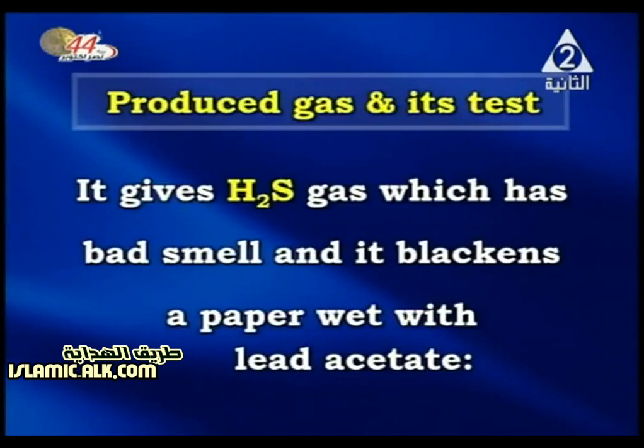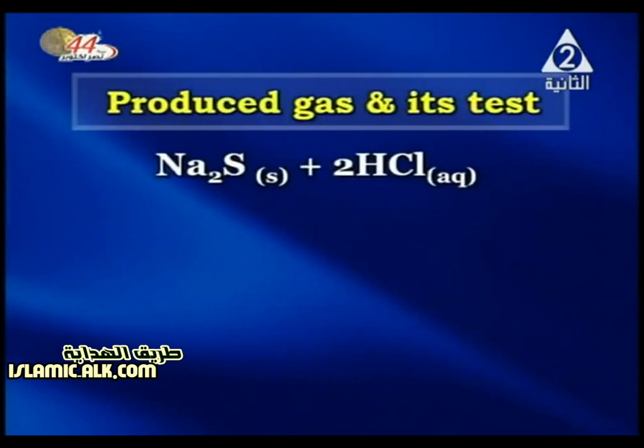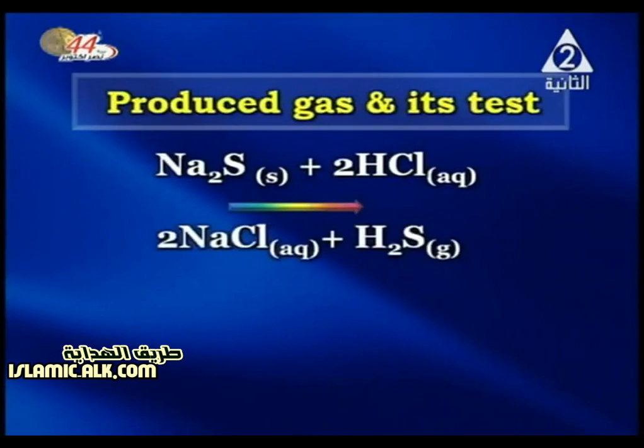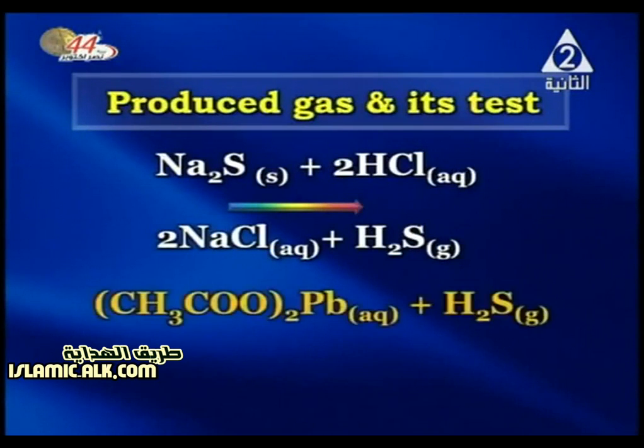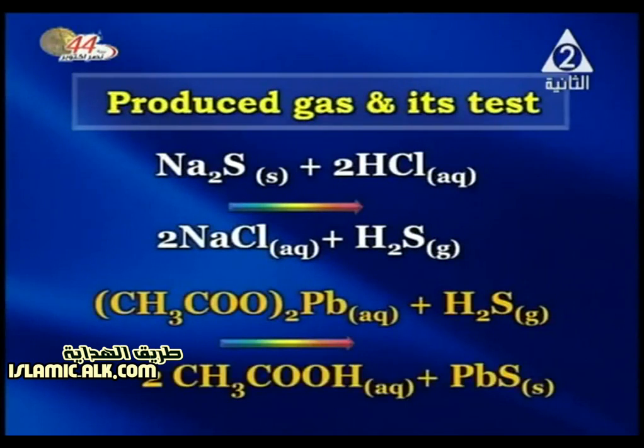lead acetate. As the following equation proceeds, sodium sulfide plus dilute hydrochloric acid gives sodium chloride and hydrogen sulfide gas. This hydrogen sulfide gas, when it reacts with lead acetate, gives acetic acid and black precipitate of lead sulfide.